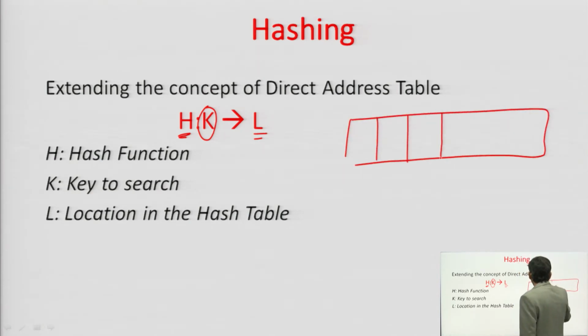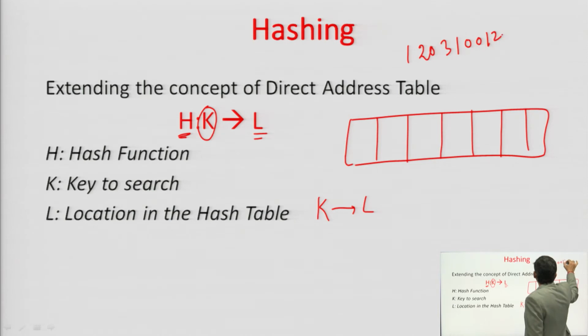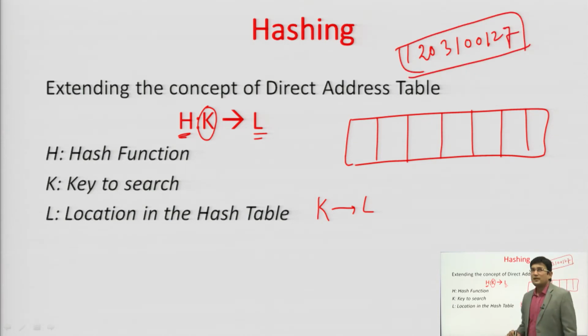Okay, every time working with the direct address table will not be possible for us, because the key may not refer to the location directly. For example, you are taking a roll number. If you are taking a roll number of AKTU, it goes like this: 12031000127. You can see that this is a 10-digit roll number. Nowadays the roll numbers are coming with 13 digits. So that's way too long.